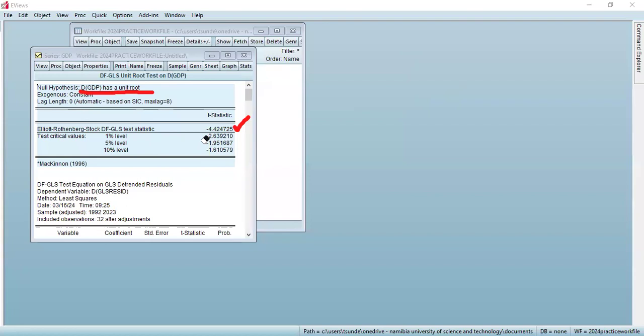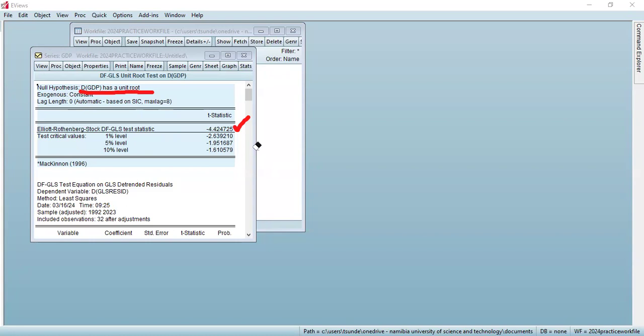I said, if the calculated t statistic is more negative than the critical value at 1%, what did I say? Because minus 4.4 is more negative than the critical value at 1%, which is minus 2.6, I said the variable is stationary. At what level of significance? At I think 1%, yeah, at 1% at first difference. Because it's more negative than the 1% level of significance, which means it's stationary at 1%.